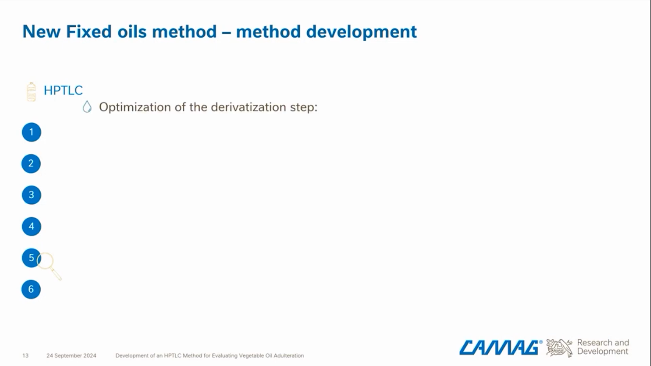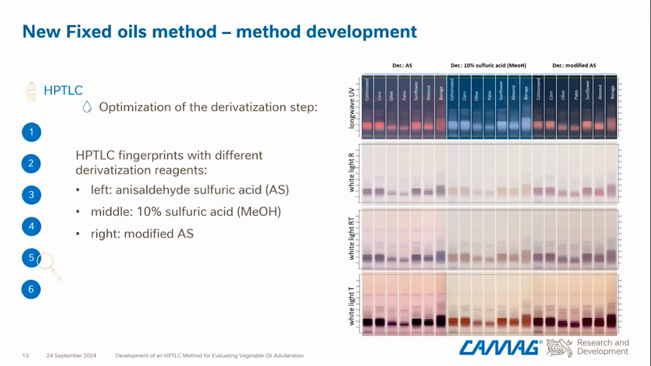For step number 5, we then optimize the derivatization step. I told you that for the method development, we wanted to use something simpler than the phosphomolybdic acid. So we have used the anisaldehyde sulfuric acid reagent, but we didn't really test other derivatization reagents. So here is what we have done. We tested the anisaldehyde sulfuric acid reagent and compared it to the sulfuric acid reagent in methanol. We also have another recipe for the anisaldehyde sulfuric acid, what we call the modified AS. The results are on the right side, and you see that the first derivatization with anisaldehyde is working, it's good.